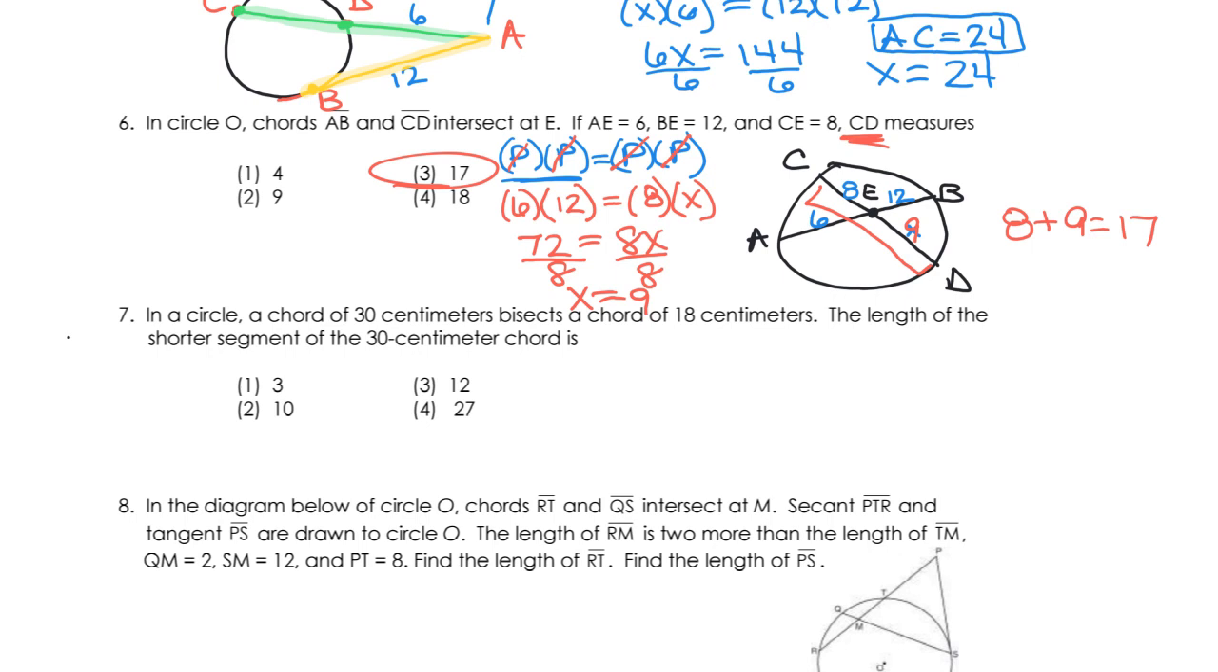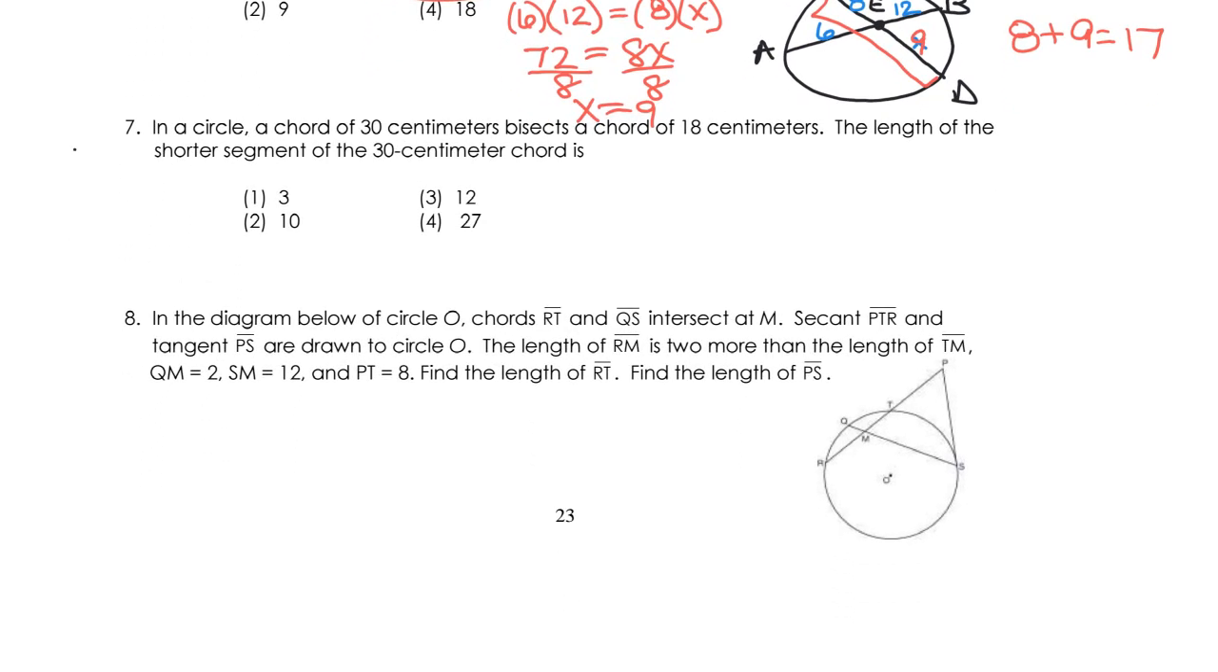Okay. Number 7, it says in a circle, we have a chord of 30 centimeters bisects a chord of 18 centimeters. All right, so hold on. We have a chord of 30 centimeters bisects. Bisects means to cut in half. Cuts in half a chord of 18 centimeters.